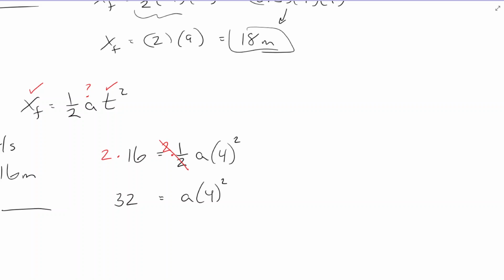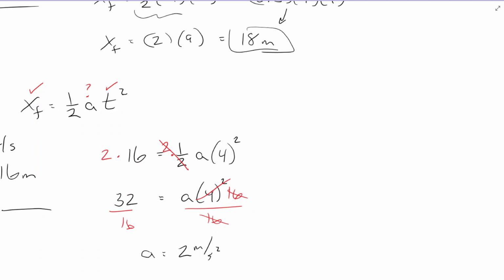And then I might say, well, what if I evaluate what 4 squared is? Well, 4 squared is 16. So now it's a times 16. And if I want to get the a by itself, I would divide by 16. And when I do that, I get that a is equal to 2, and that would be in meters per second squared. All right, so our answer should be 2 meters per second squared.